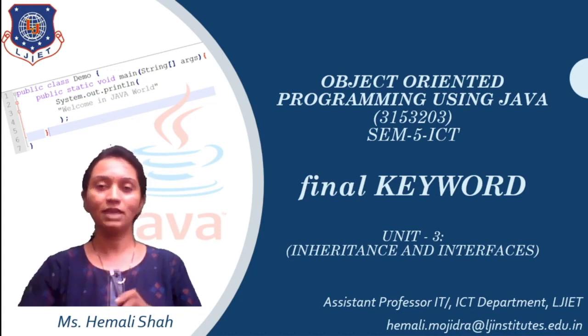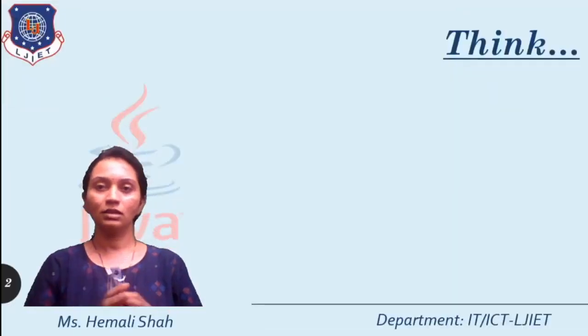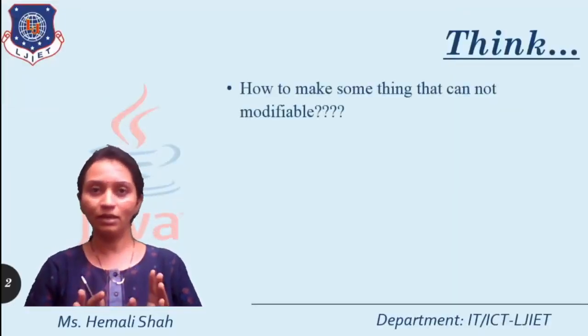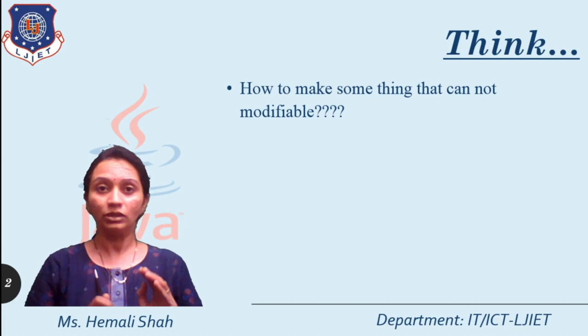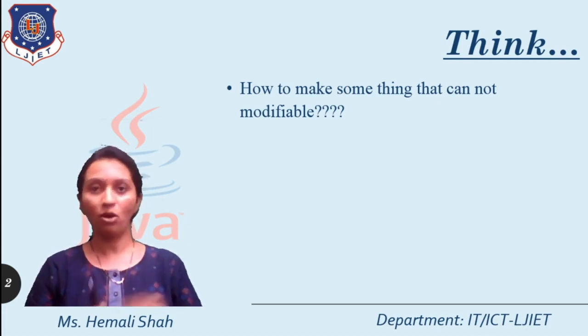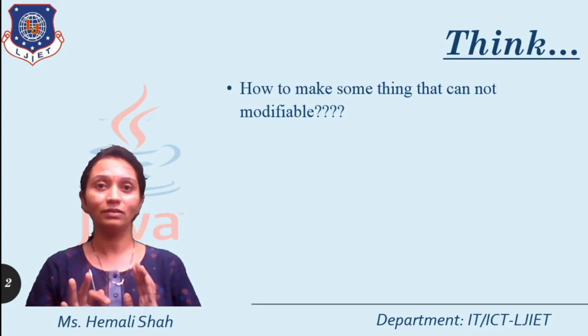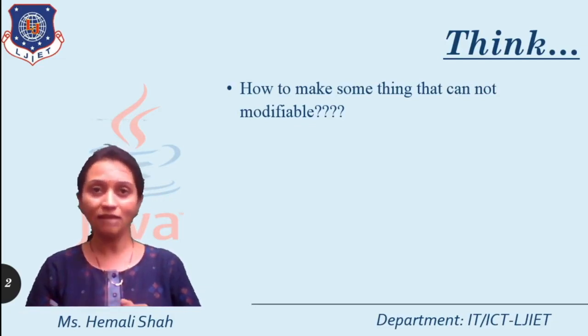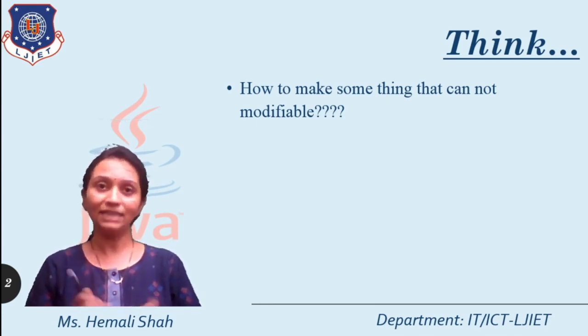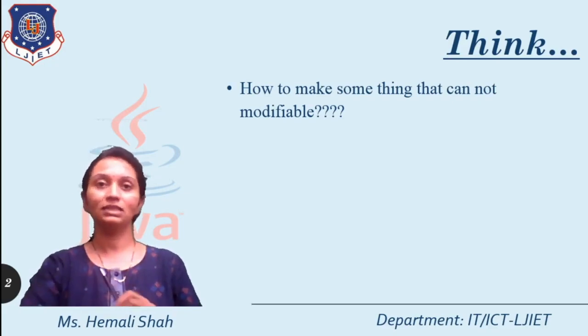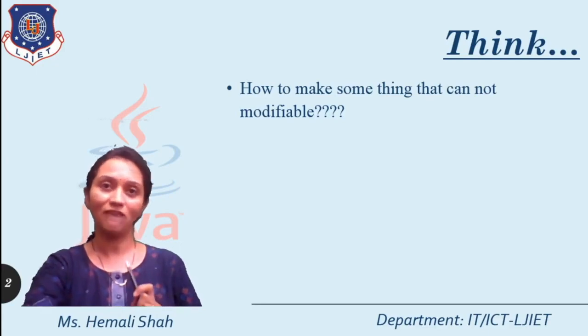So first of all, think about this. Is there anything available so that it can be unmodifiable? Can you create something as a constant? That means it cannot be modifiable. Can you create some method that cannot be modified in a child class? Can you create some class so that no one can inherit that class? If you want such a mechanism, then the final keyword is available in Java.